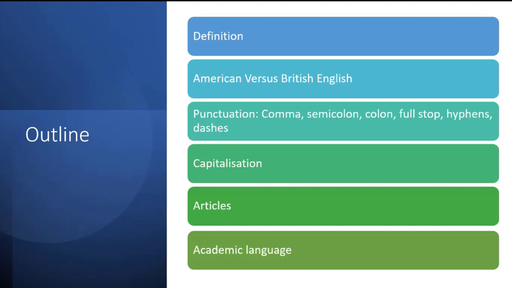So when we talk of language in academic writing, what do we refer to? What should we focus on?